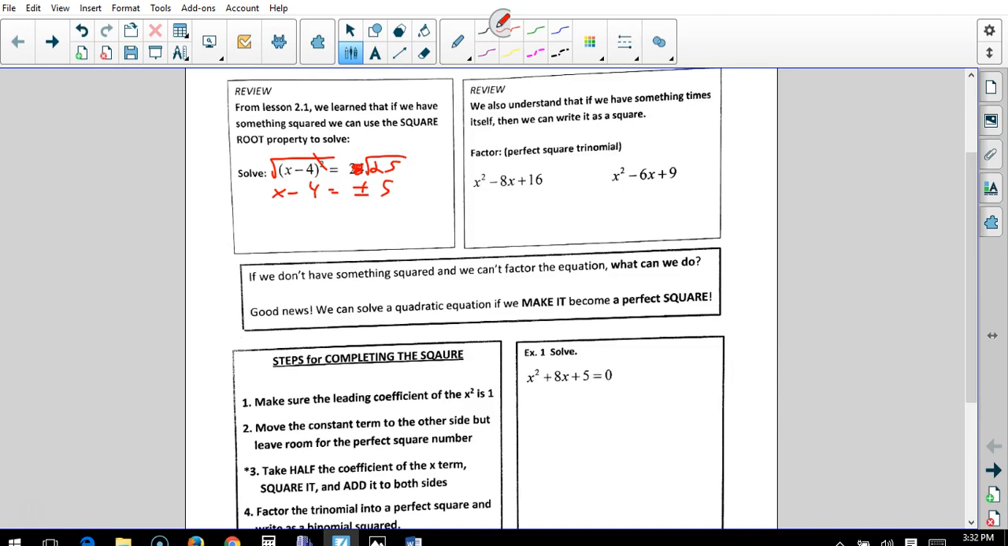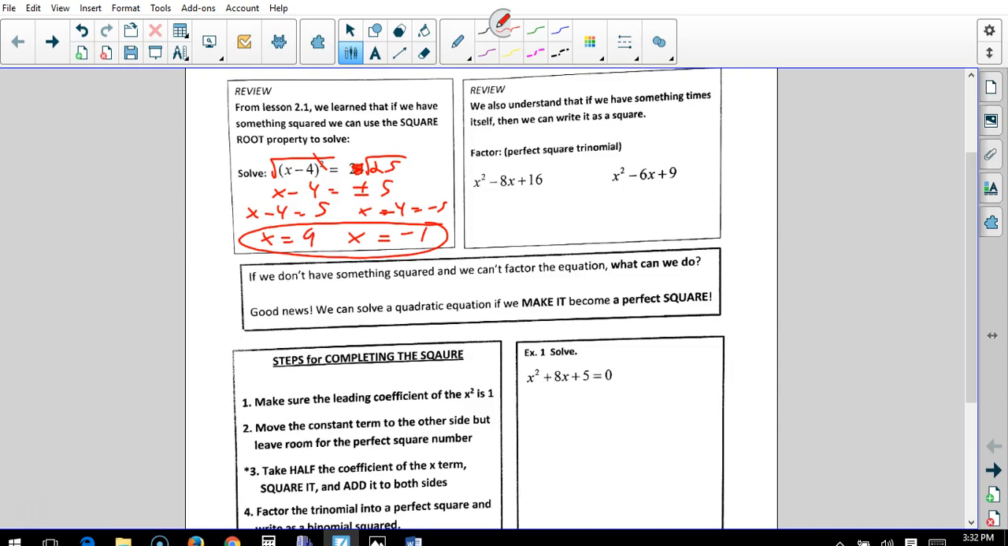I'm going to add 4 to both sides. So I'm going to have x minus 4 equal positive 5 and negative 5. So now when I add 4 to both sides, I get 9 and I get negative 1. Two different answers. If I check that and plug it in, 9 minus 4 is 5, and 5 squared is 25. And negative 1 minus 4 is negative 5, squared is 25. So those are my two answers, and that's how I use the square root property.